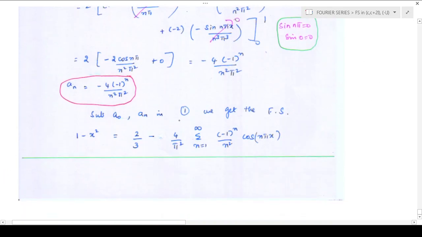Substitute your a0, an in 1. We get the required Fourier series, children.